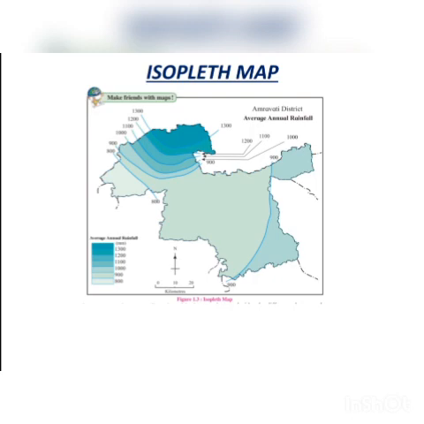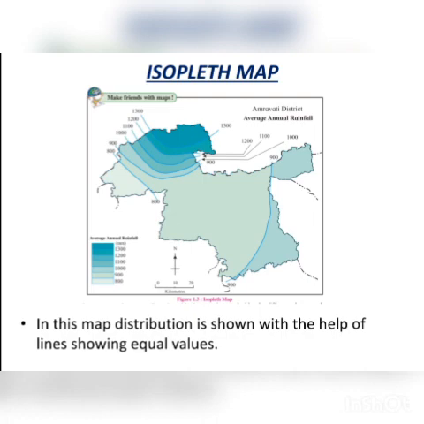Students, see carefully. If the lines are closer to each other, then the change in the variable is steep. And if the lines are away from each other, then it is gentle. And we get an idea of the natural trend of distribution of the variable with the help of this map. In this map, the distribution is shown with the help of lines showing equal values.